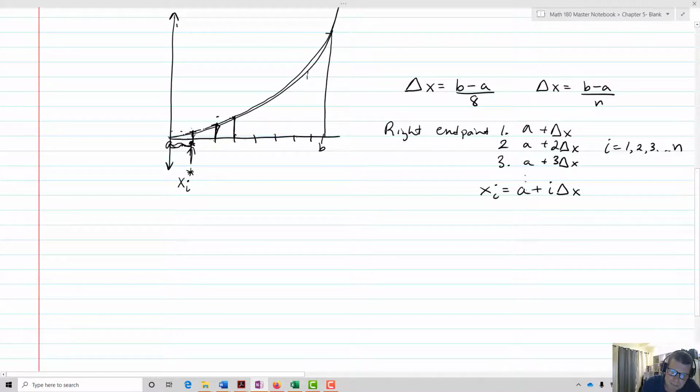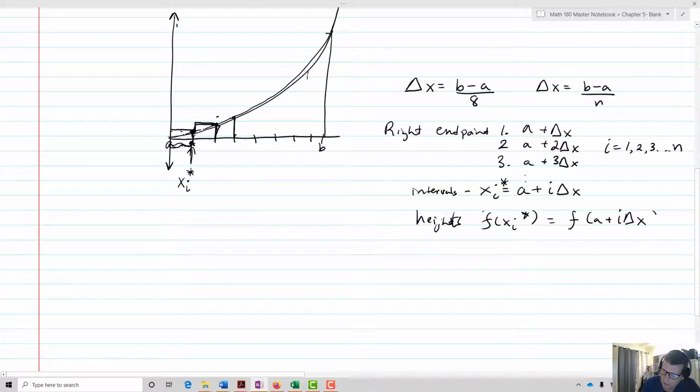Now the next thing that we need is each one of these f of x values, because that's going to give us our heights. Our heights are each going to be an f of x, so they're going to be f of xi. So our intervals will be at each xi, and our heights will be f of xi star, which is essentially f of a plus i delta x, since we're going to use right endpoints.